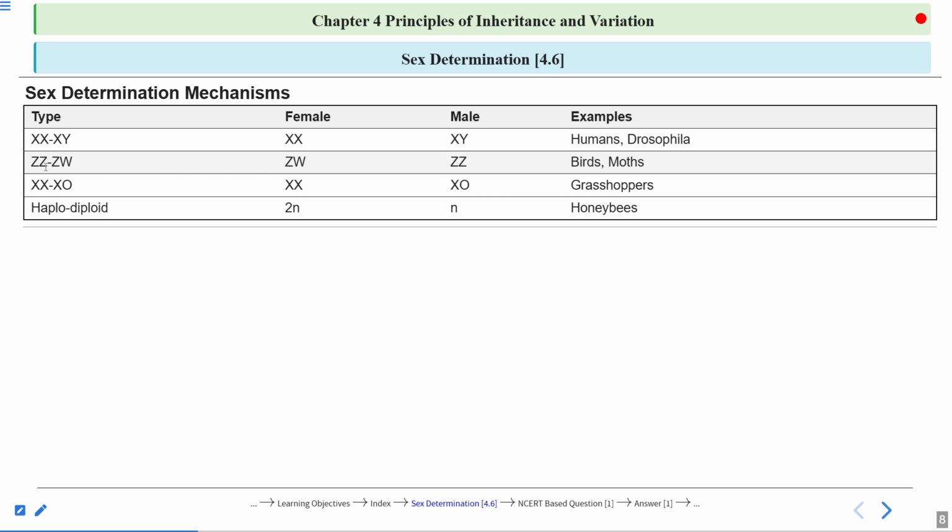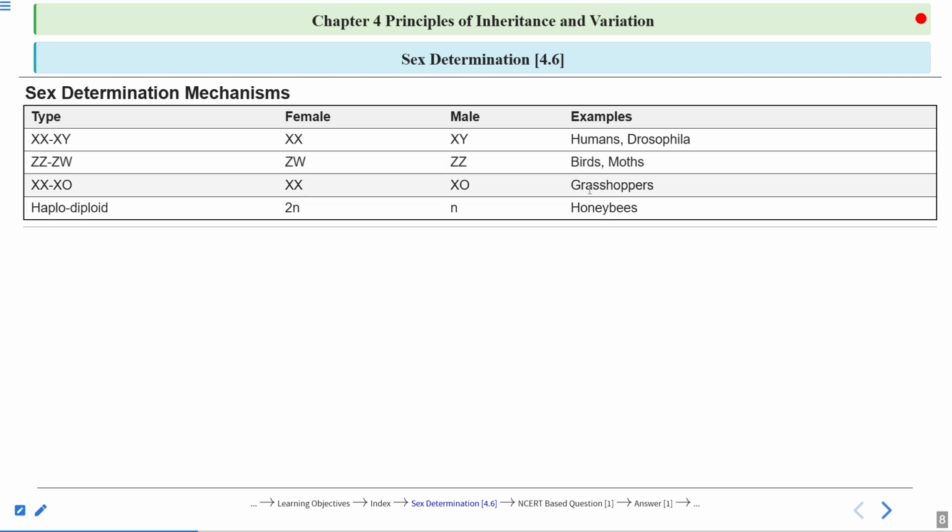Then we'll also talk about ZZ and ZW type of sex determination mechanism, where the females consist of Z and W chromosomes, and males have Z and Z chromosomes. This type of sex determination mechanism occurs in birds and moths. Here you can see they have given the names Z and W instead of X and Y. This is just to avoid confusion.